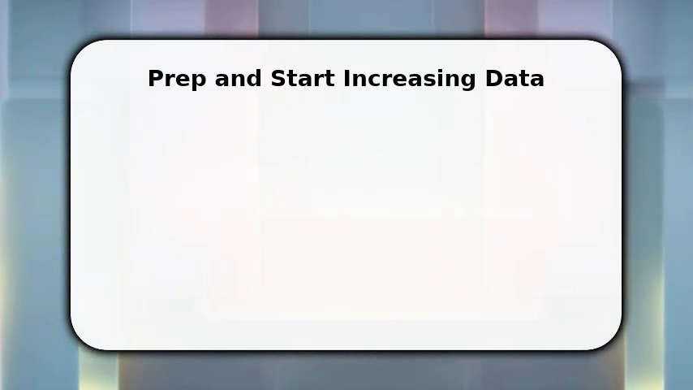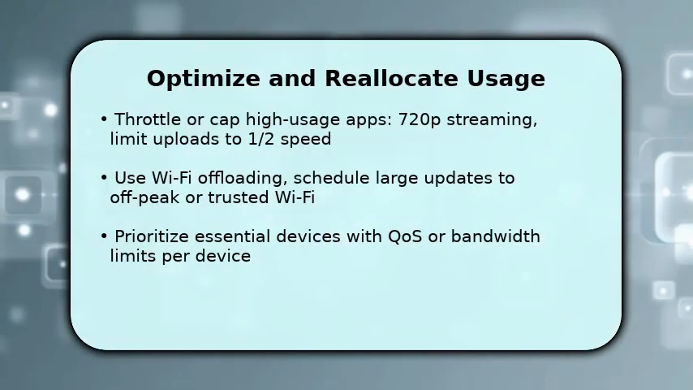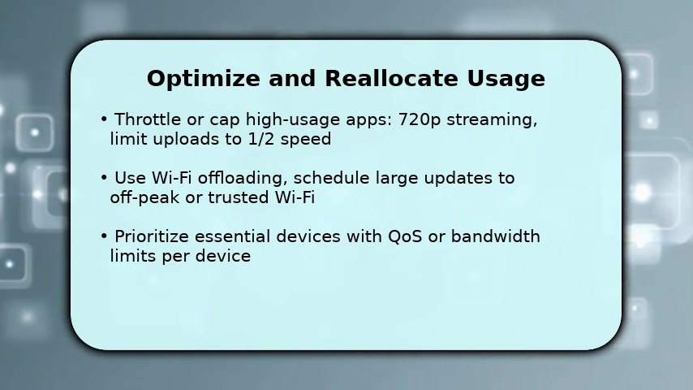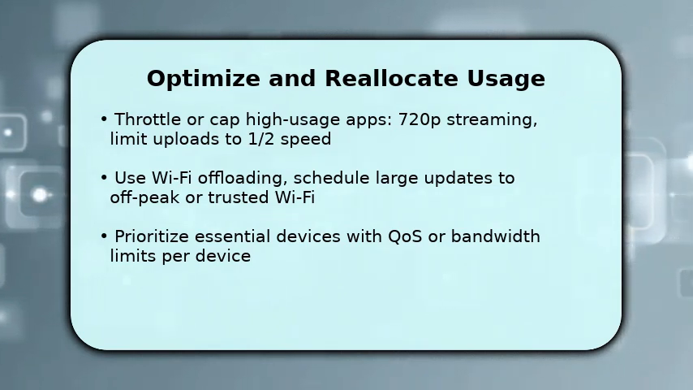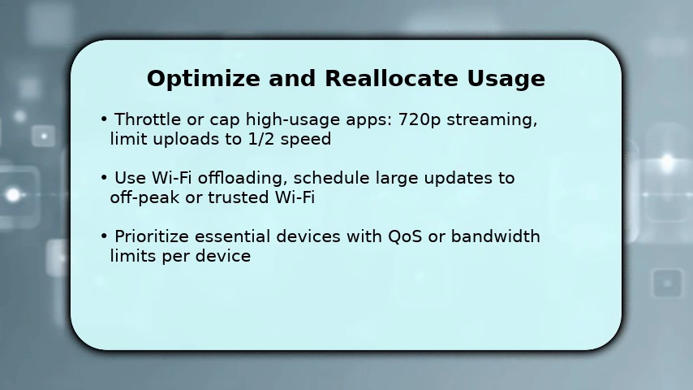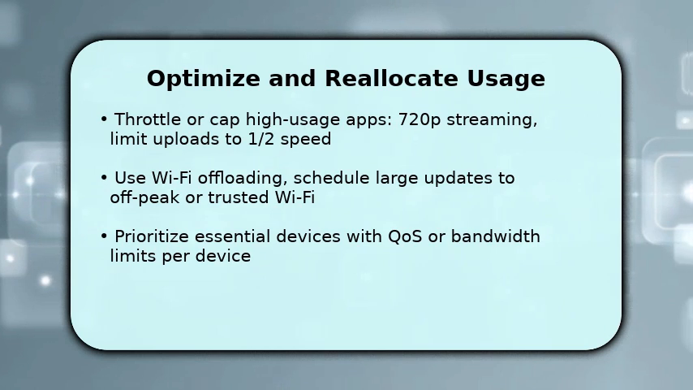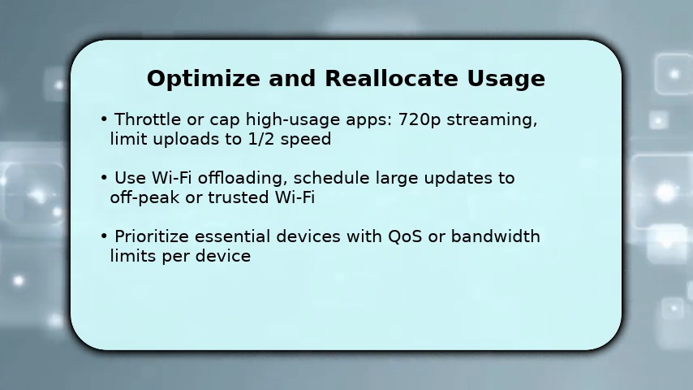You now optimize actively. Lower streaming quality to 720p or 480p when mobile. That cuts data dramatically without stopping viewing. Then reallocate heavy tasks. Schedule backups and OS updates for times you expect strong Wi-Fi or tether to unlimited connections.